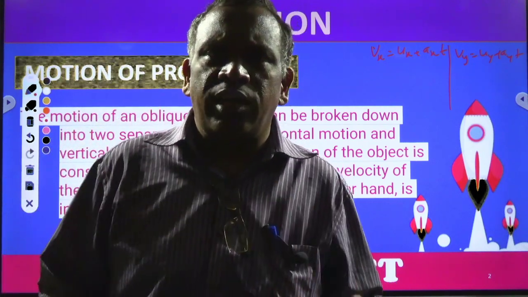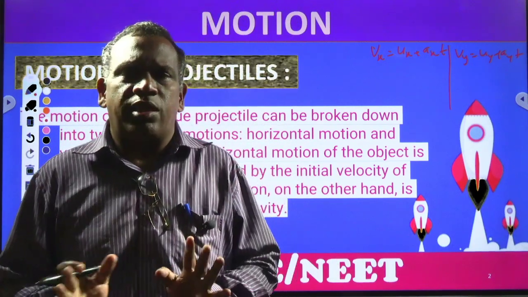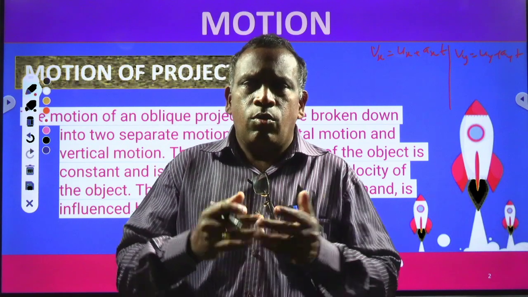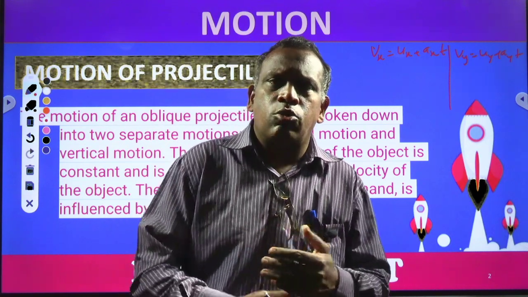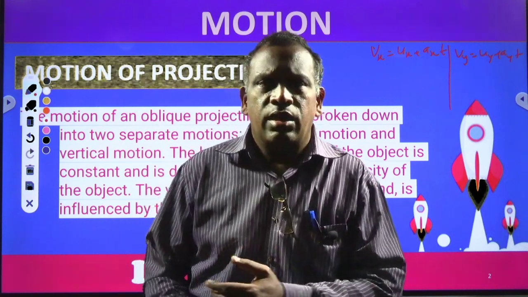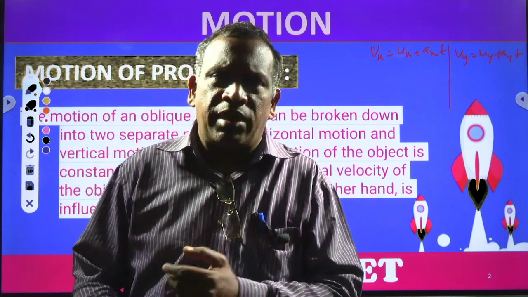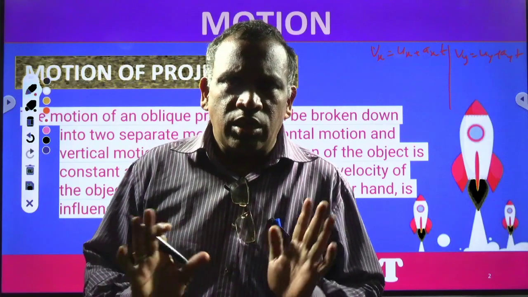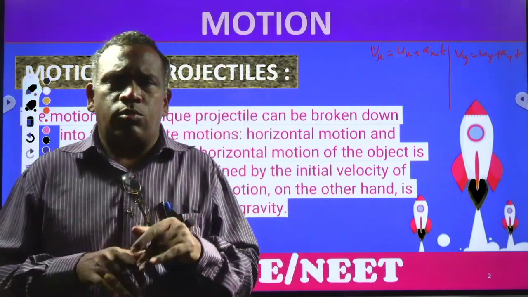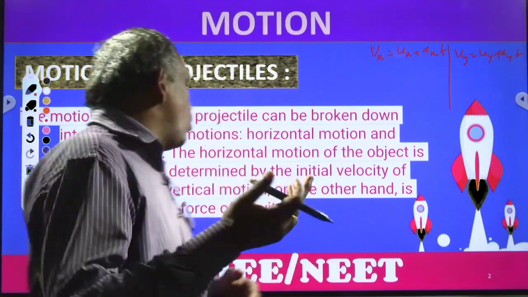There are two sets of equations. From v is equal to u plus at, one is along horizontal, Vx is equal to ux plus ax into t, and along vertical, Vy is equal to uy plus ay into t. So these are the two types of equations, one along horizontal and one along vertical.